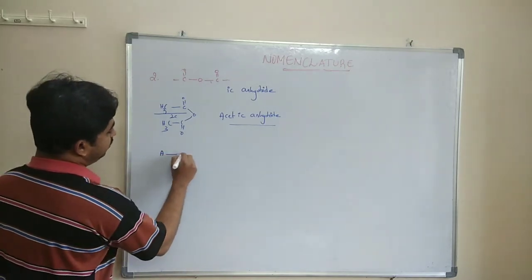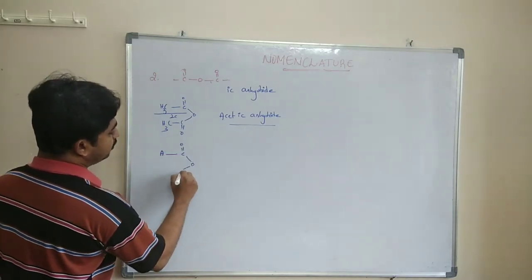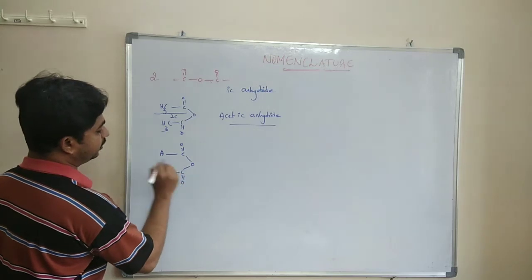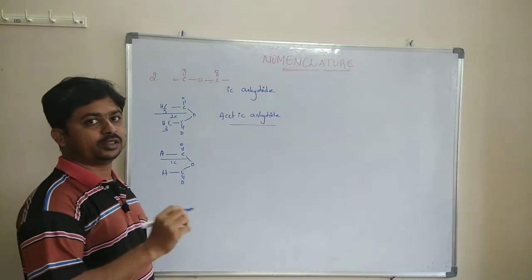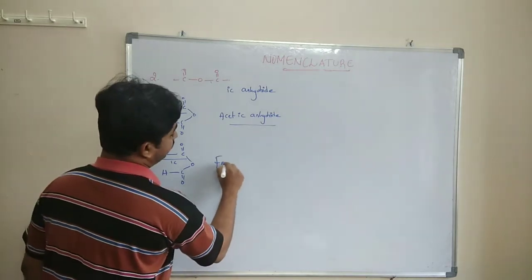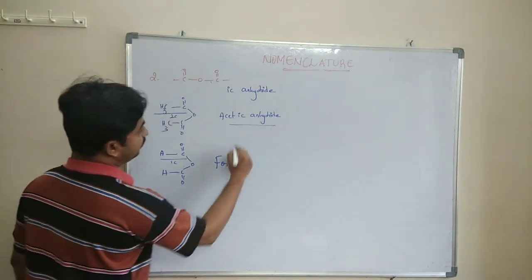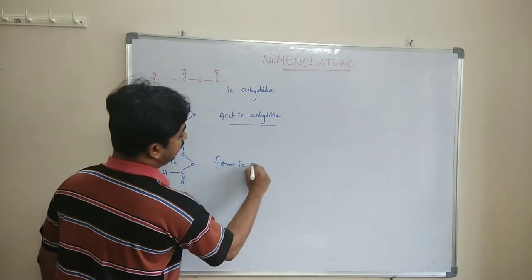If hydrogen is present, C=O, C=O hydrogen, it has only one carbon. If one carbon is there, the word root is form. Then the suffix for this functional group is ic anhydride.